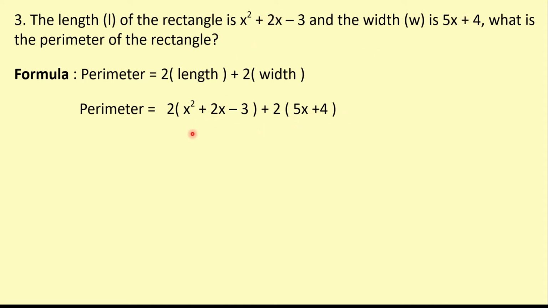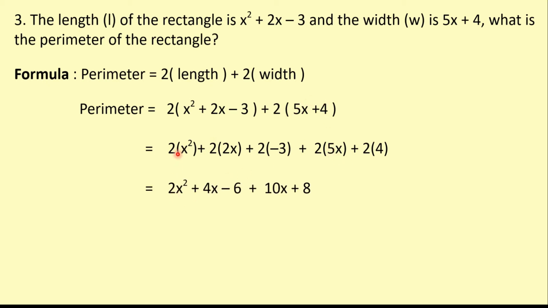Then, simplify. Okay? Distribute natin itong 2. 2 times x squared, 2 times 2x, 2 times negative 3. Then, ito rin, distribute din natin. Then, simplify. 2 times x squared is 2x squared. 2 times 2x is 4x. 2 times negative 3 is negative 6. 2 times 5x, 10x. 2 times 4 is 8.